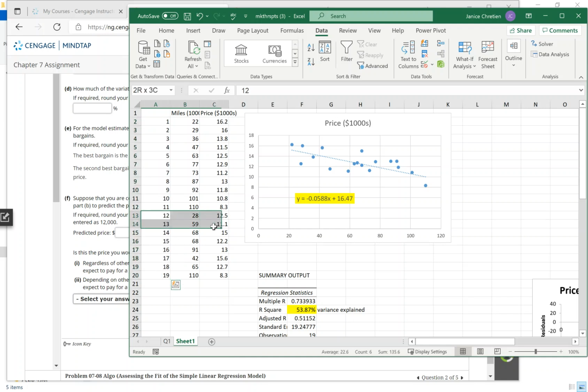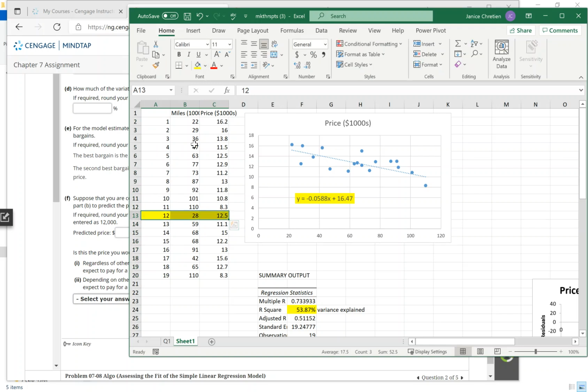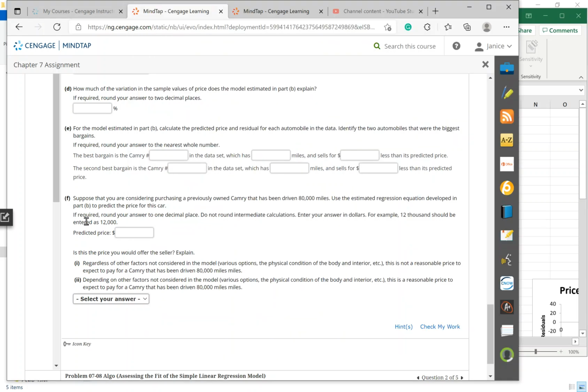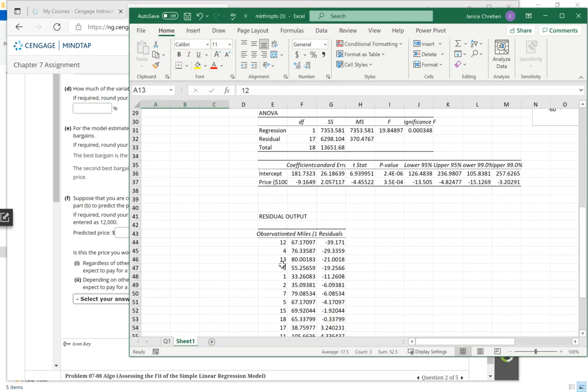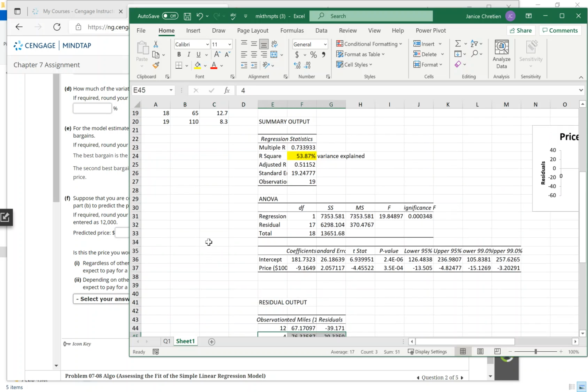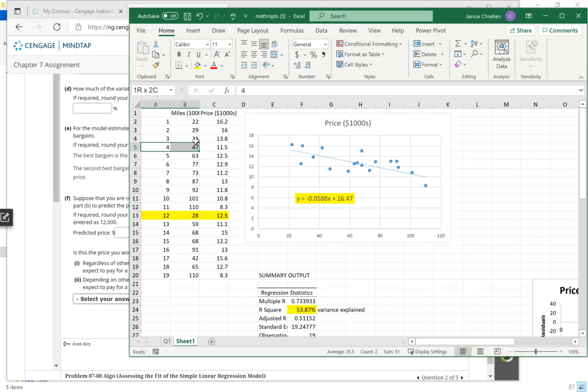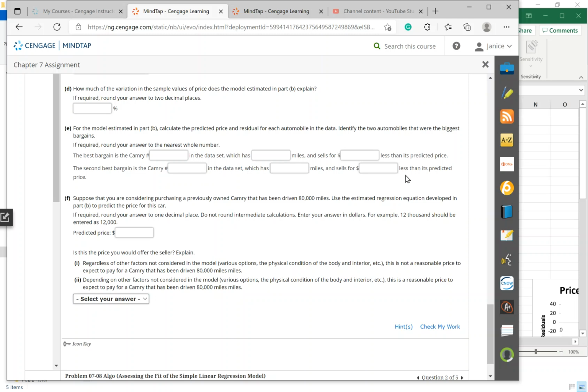Car number 12 is right here. And it had 28,000 miles and sold for 12,500. So I can fill that in here. Then it said, what was your second bargain? Well, if I come down here to my residuals, my second bargain is car number 4. So again, I will tell it car number 4 had 47,000 miles and sold for 11,500.